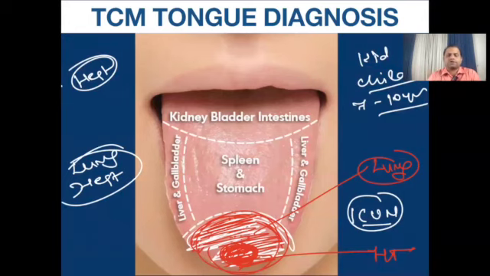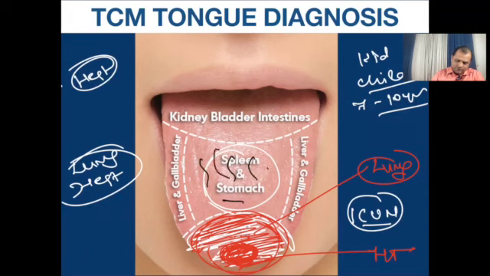If it's a heat condition, then this tongue part will be red. If it's a cold condition, then it will be pale, meaning no blood. Okay, so this is the lung. Now, if you see the central part of the tongue, it represents the central body. The central body means all the digestive parts, meaning spleen and stomach. So if someone is having many cracks here, it means disturbed digestion.